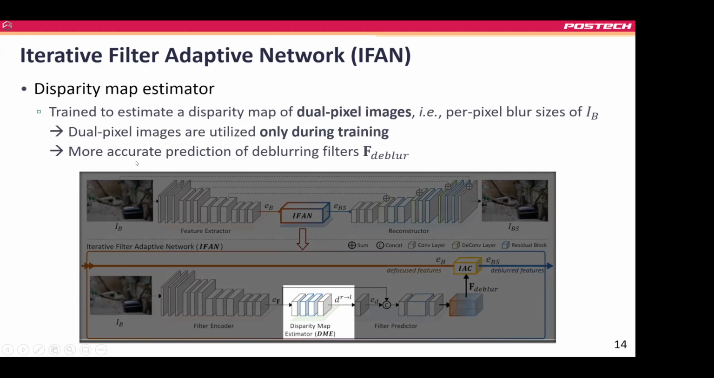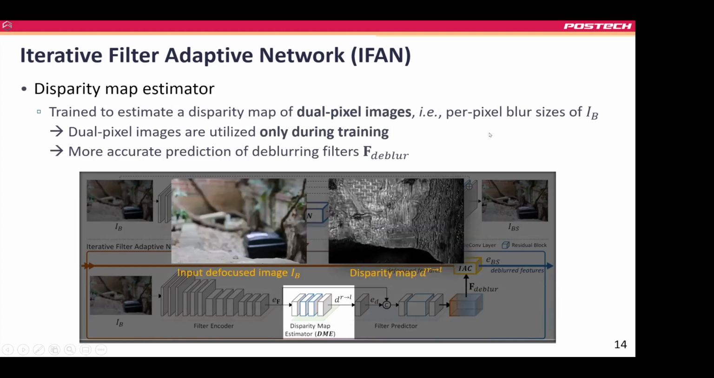But this dual pixel image is needed only for training. Generally, in our test phase, we do not have dual pixel images. In our setting, this dual pixel image is only needed for training, and in the test phase, we do not need dual pixel images. Here, we can see some examples of disparity map estimation. Accurate disparity map estimation means accurate estimation of defocus blur size.